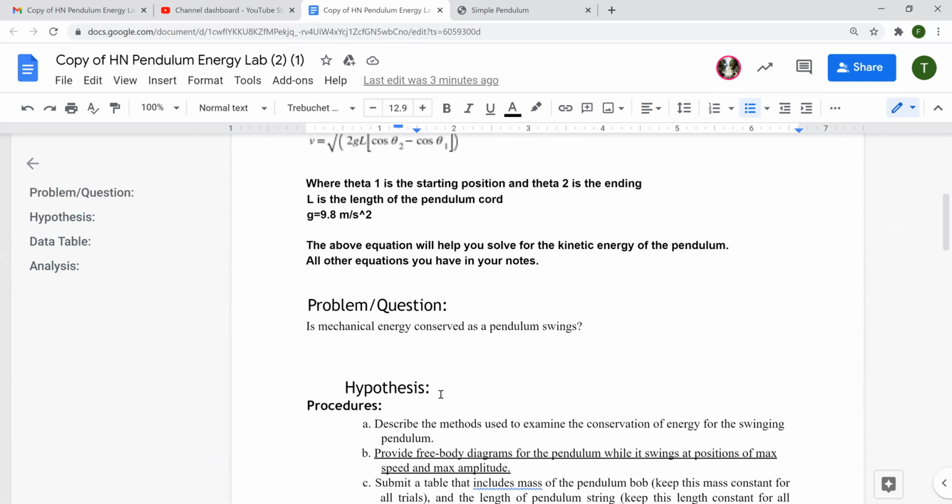All right, I've got to put the hypothesis in there. So your hypothesis is whether or not you think conservation of energy occurs as a pendulum swings. It's pretty easy to write it as a result of what we did, but most of the time you're trying to prove the thing that they're asking you about. I'm just going to put, if a pendulum swings, then mechanical energy is going to be conserved. Yes.